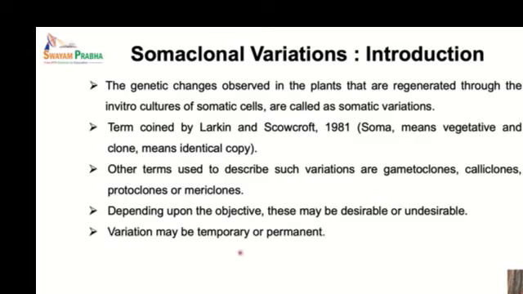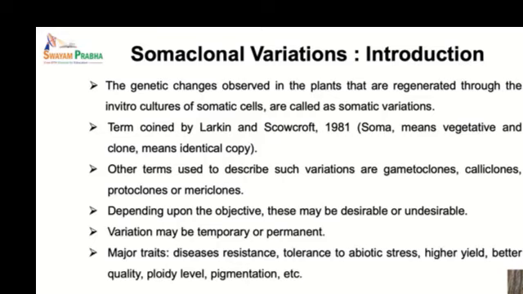These variations may be caused by several factors and can be temporary or permanent. The changes in tissue culture raised plants that result from physiological or epigenetic effects usually are not inherited by the next generation and are reversible. Therefore, these phenotypes which result from epigenetic or physiological changes are temporary ones.